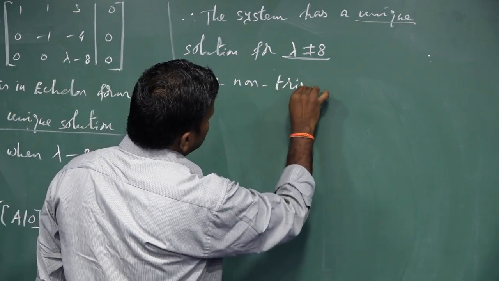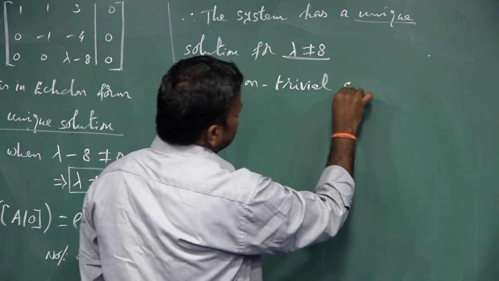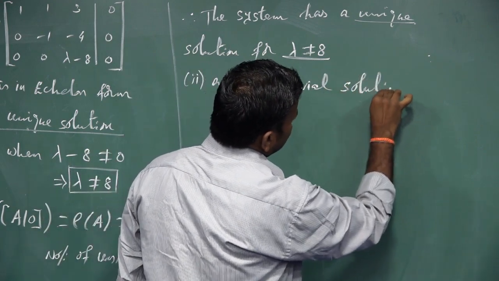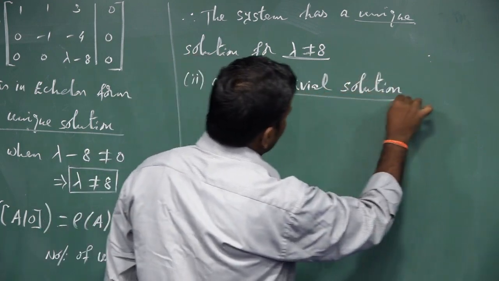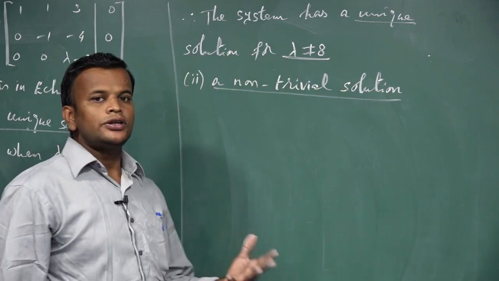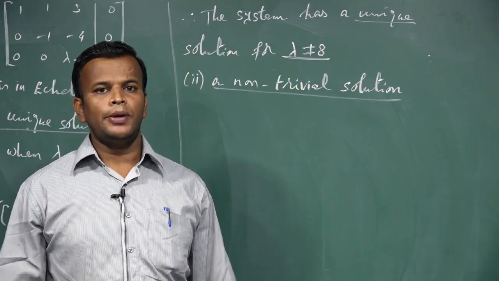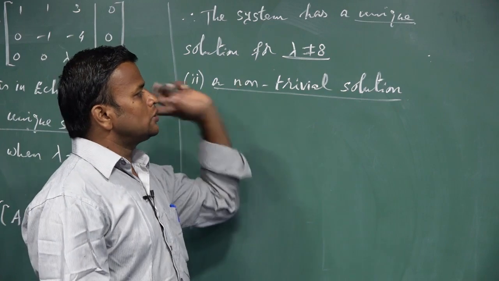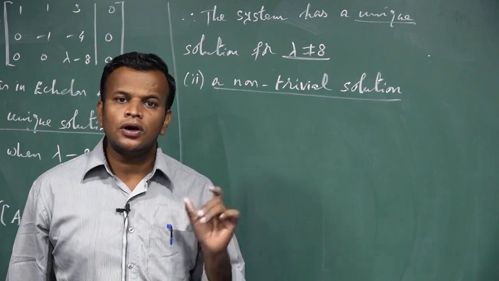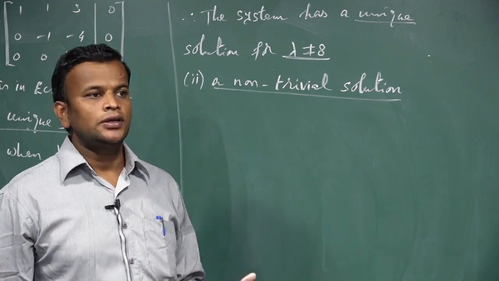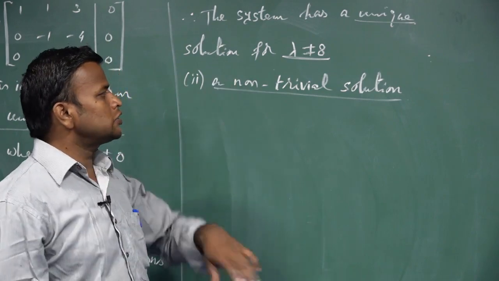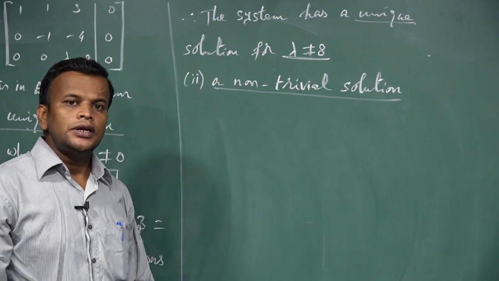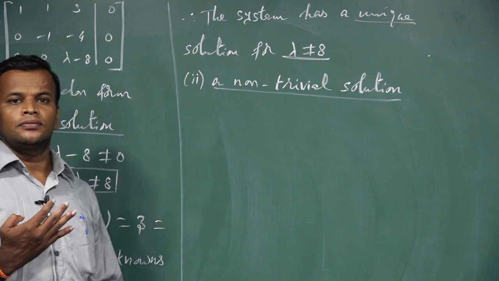A non-trivial solution. Another name for non-trivial is infinitely many solutions. A solution in which any one of the elements is non-zero is called a non-trivial solution. How do you identify when the given system has a non-trivial solution? It is the opposite of a unique solution.